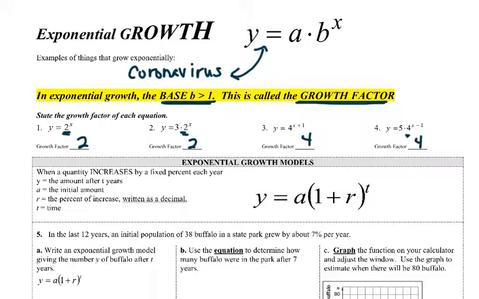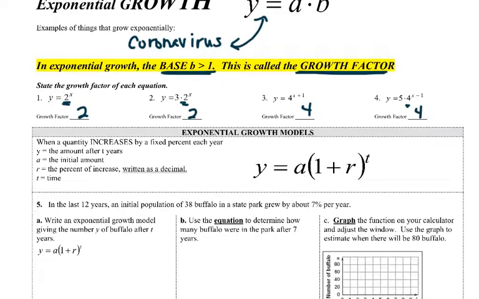Yeah, so that's that. So our exponential growth models use this formula, which I don't think you have to memorize. No, you do not have to memorize that. Y is the final amount, A is the initial amount, R is the rate, and T is the time.